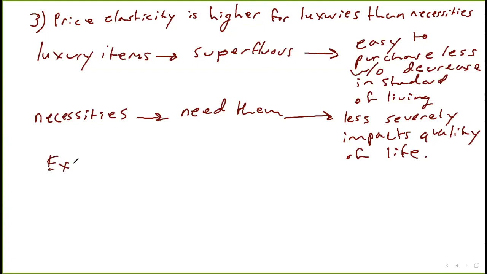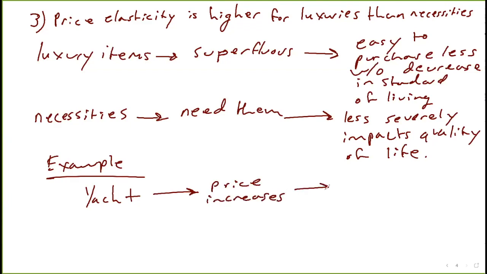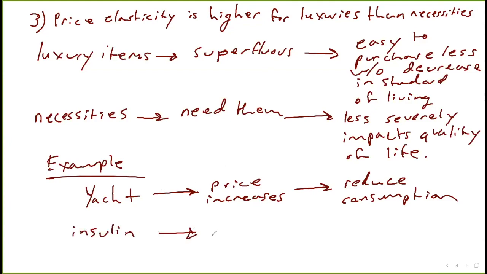So an example would be, we'll say a yacht, which is a luxury item, right? If the price increases, it's easy to imagine people would just not purchase as many yachts. And the typical example in this case for necessity is insulin for a diabetic. If the price increases, they don't really have any choice but to buy it. And so you have no reduction in consumption.